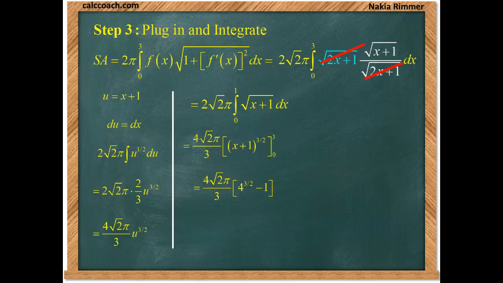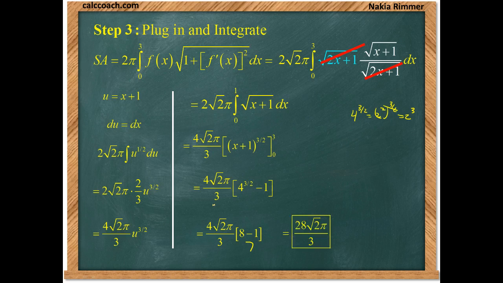Now remember, 4 to the 3 halves, that's just 2 cubed. You treat it as 2 squared to the 3 halves, so we end up with 2 cubed. This is 8. So 8 minus 1 is 7. Final answer then, take the 7 that's here and multiply it by the 4 and call it 28 root 2 pi all over 3. What's your final answer?